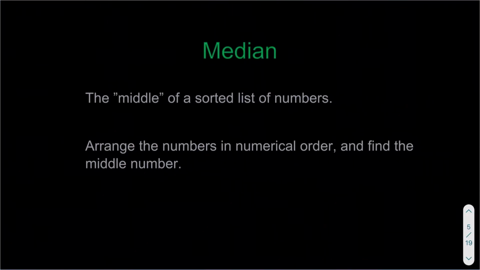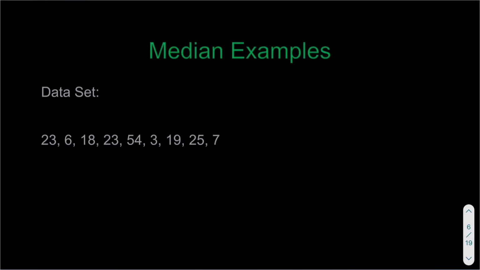Let's look at median. The median is the middle of a sorted list of numbers. So in order to calculate this, we arrange all the numbers in the data set in numerical order, and then we have to find the middle number. So let's say we have a data set that looks like this. In order to find the median, let's arrange everything into numerical order, from smallest to biggest.